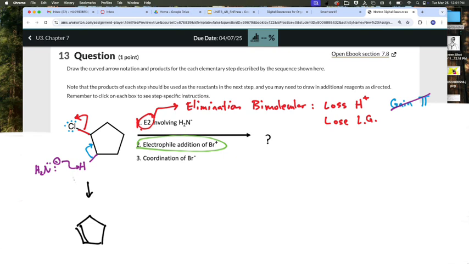Okay. Electrophile addition of Br positive. What does electrophile addition mean? Addition just means, cool, I've got an addition. What does addition mean? A pi bond broken into two sigma bonds. Loss of a pi bond and gain of 2 sigma. That gain of 2 sigma can come in a little bit tricky, so we can get a little more nuance behind that gain of your 2 sigma.